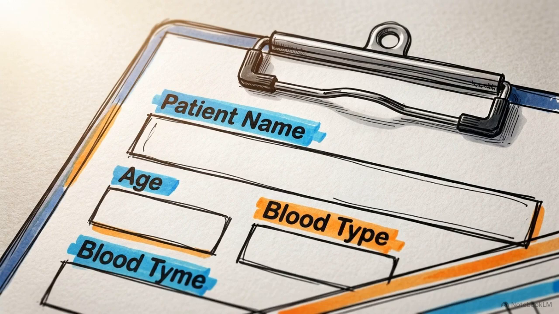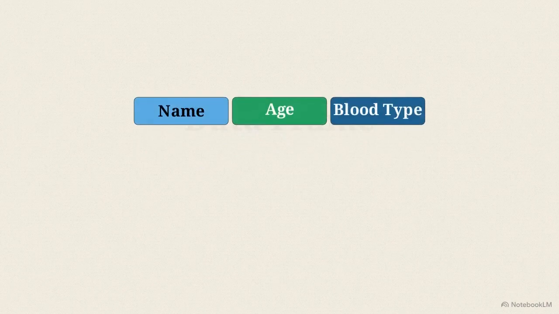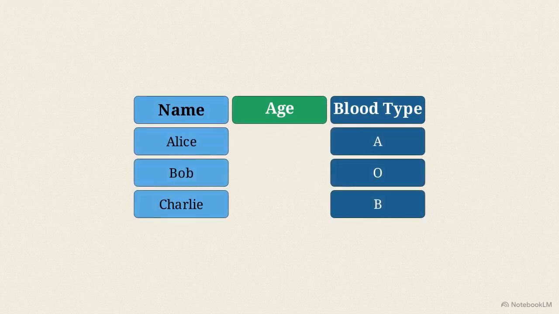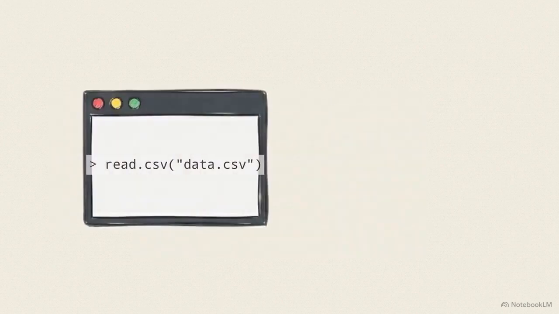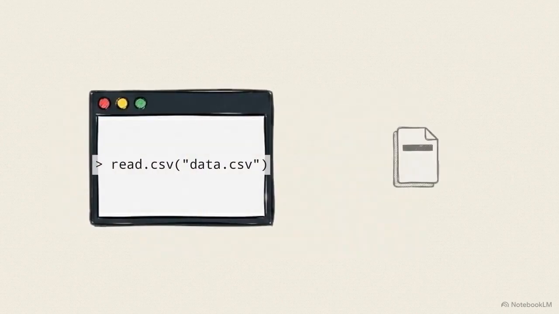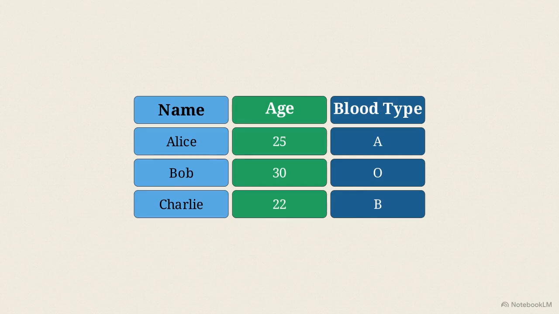Let's test that logic. If you were importing a dataset containing patient names, their ages, and their blood types, which of these three R structures should you use? You would use a data frame. It is the only structure equipped to hold the categorical attributes, like names and blood types, alongside the numerical age values. Because of this flexibility, when you use a function like read.csv to import a file into R, the software automatically converts that dataset directly into a data frame.